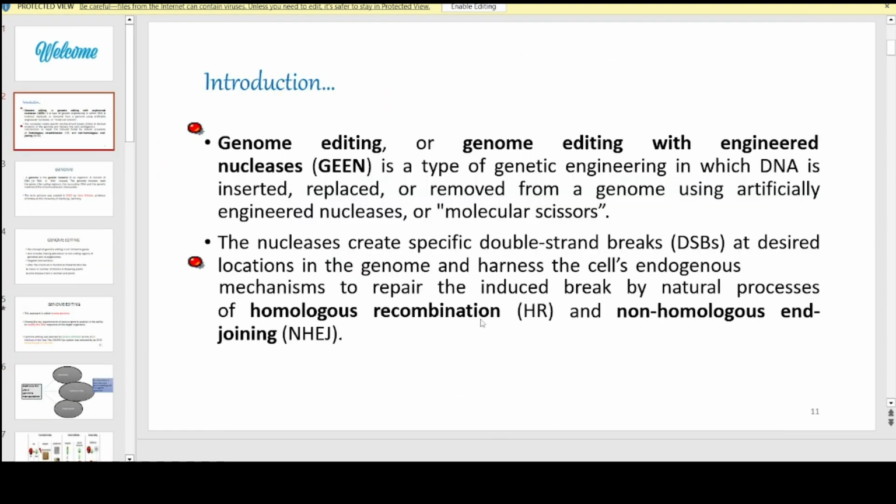Do you know what gene editing is? Gene editing, or genome engineering, is a type of genetic engineering in which DNA is inserted, deleted, modified or replaced in the genome of a living organism.